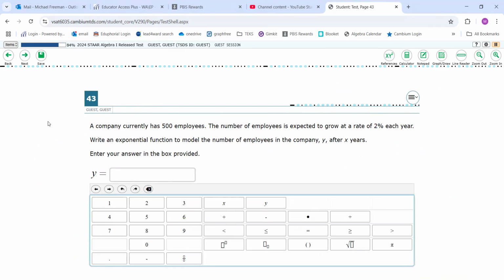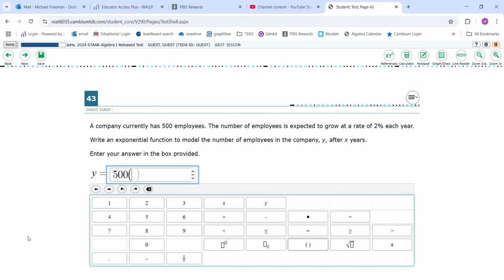All right. A company currently has 500 employees. The number of employees is expected to grow at a rate of 2% each year. Write an exponential function to model the number of employees in the company, y, after x years. If it's an exponential function, that's because x is the exponent. So our initial value is 500. That means 500 goes outside our parentheses. And if we're growing by 2%, that's 2% more than 100%.